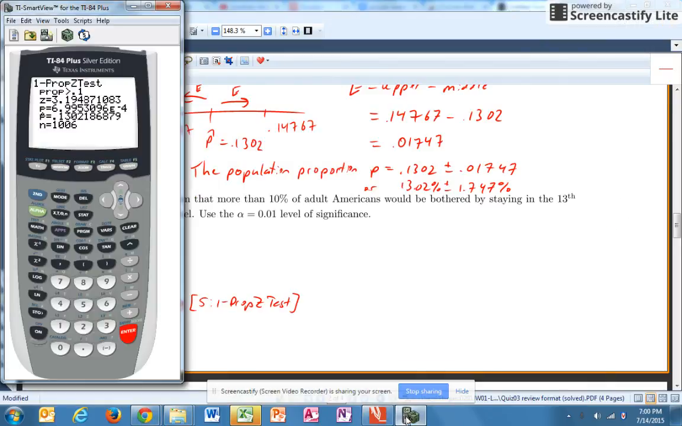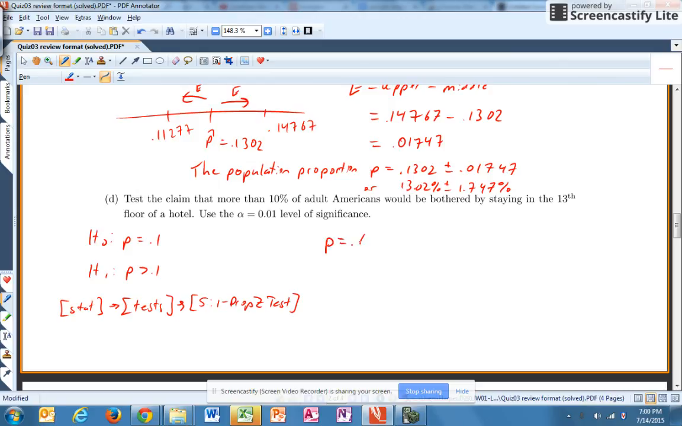So we get our p-value of 0.6995 times 10 to the negative fourth, or 0.00069995, which is certainly less than our alpha of 0.01. So we reject the null hypothesis.